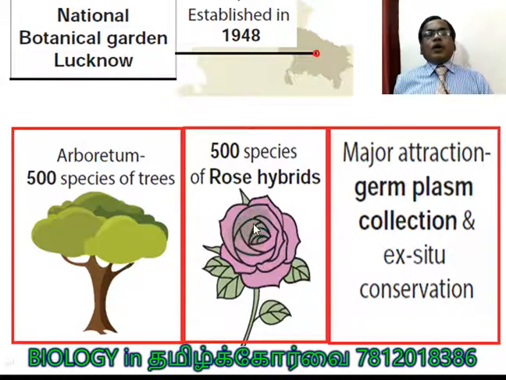National Botanical Garden, Lucknow, established in 1948. It is in Lucknow, established in 1948. The arboretum consists of 500 species of trees and 500 species of rose hybrids. So these are the highlighting points. 3 more questions can be asked. Write a note on National Botanical Garden, Lucknow. Major attraction: germ blossom collection and ex situ conservation.